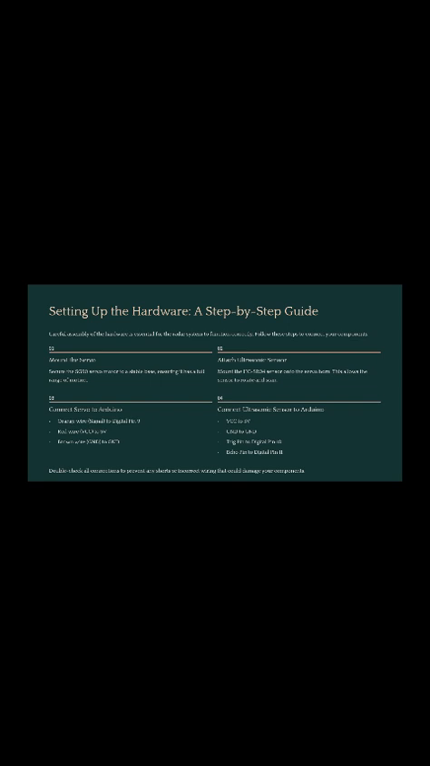Connect the servo to the Arduino. Orange wire, signal, to digital pin 9. Red wire, VCC, to 5 volt. Brown wire, ground, to ground. Connect the ultrasonic sensor to the Arduino: VCC to 5 volt, ground to ground, trig pin to digital pin 10, echo pin to digital pin 10.